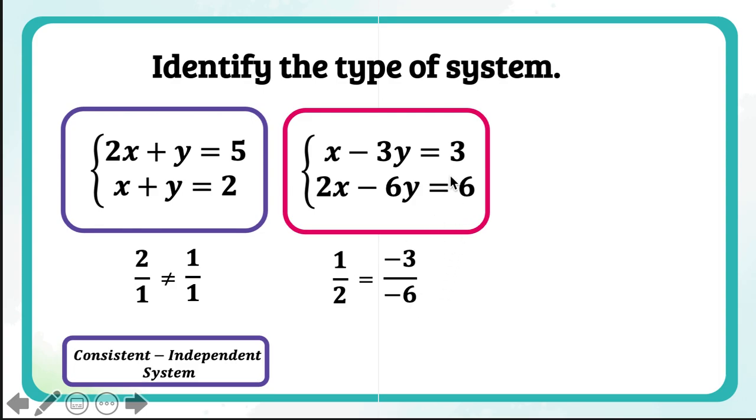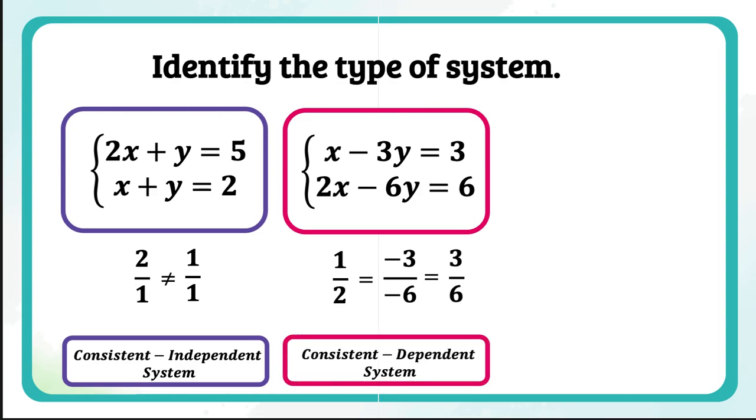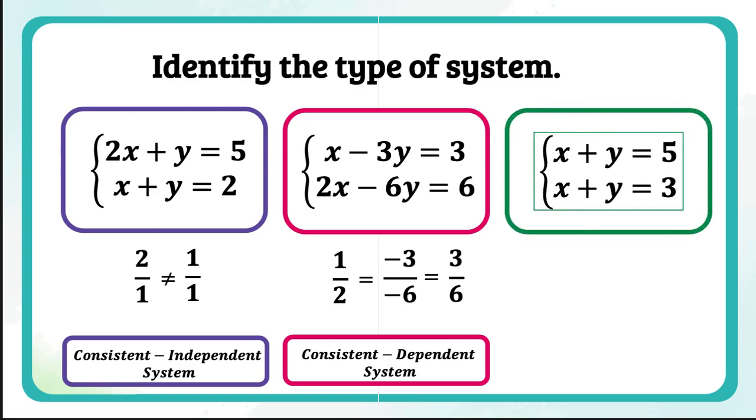And then, we have to get the other column for c. So that is c sub 1, which is 3, over c sub 2, which is 6. So that will be 3 over 6. And we also know that if we're going to simplify 3 over 6, that is also 1/2. So therefore, they are all equal. For this type of system, it is called consistent dependent system, where the graphs are coinciding and it has infinitely many solutions. Okay, next example.